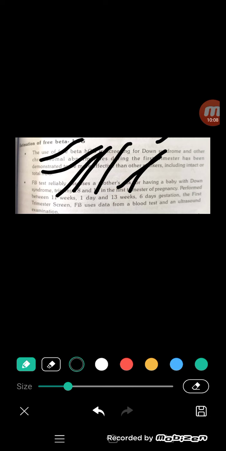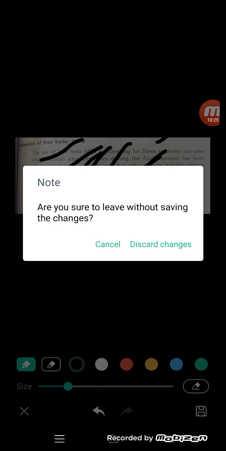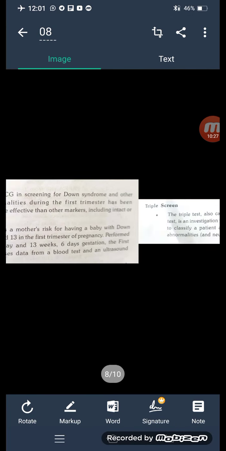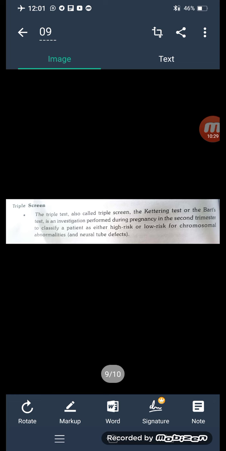So how do we determine this? Using the triple marker test as well as the ultrasound examination. The triple marker test means we collect a blood sample and, as per procedure, identify whether any genetic disorders or Down syndrome are present in the baby, determined with the estimation of the free beta HCG. So the next one is the triple screen.